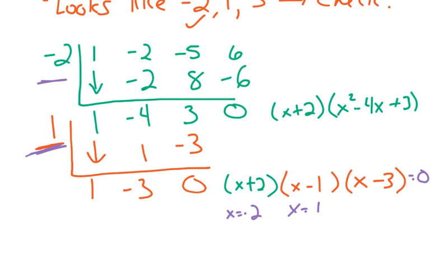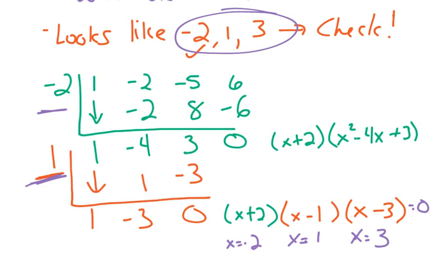That's going to tell us that the final x value is 3. And what do you know? Negative 2, positive 1, and positive 3. Those were our three answers: negative 2, positive 1, and positive 3. Let's try another one here.